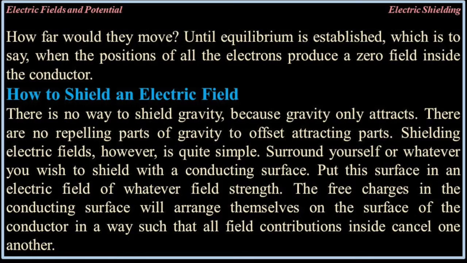How to shield an electric field? There is no way to shield gravity because gravity only attracts. There are no repelling parts of gravity to offset attracting parts. Shielding electric fields, however, is quite simple. Surround yourself or whatever you wish to shield with a conducting surface. Put this surface in an electric field of whatever field strength. The free charges in the conducting surface will arrange themselves on the surface of the conductor in such a way that all field contributions inside cancel one another.